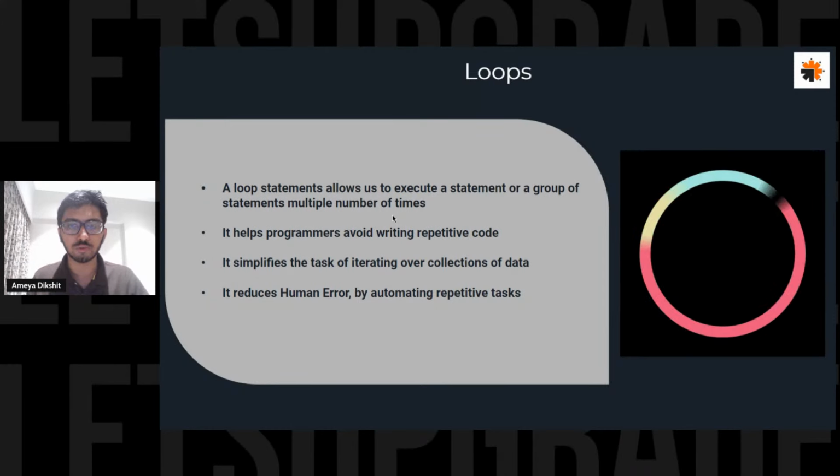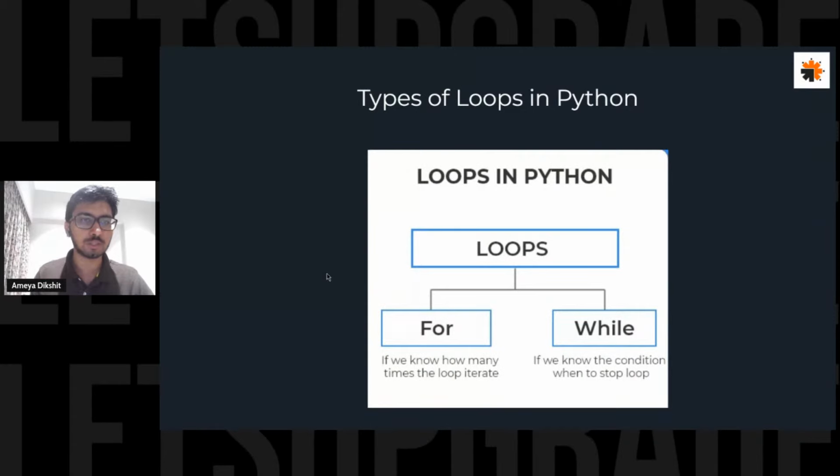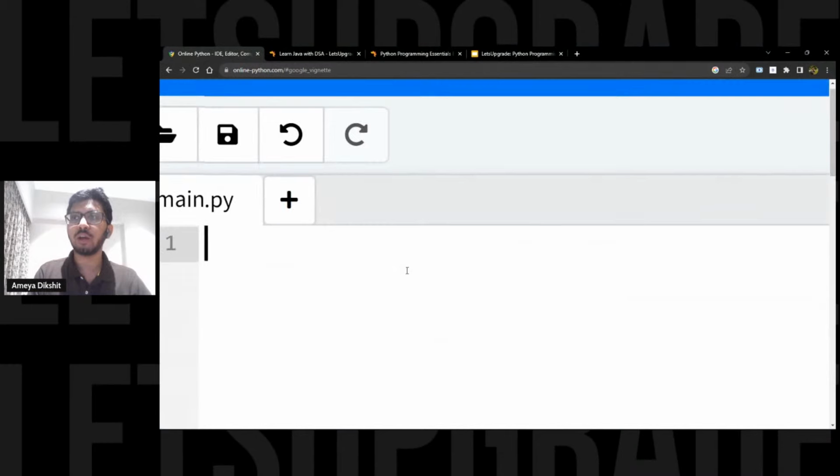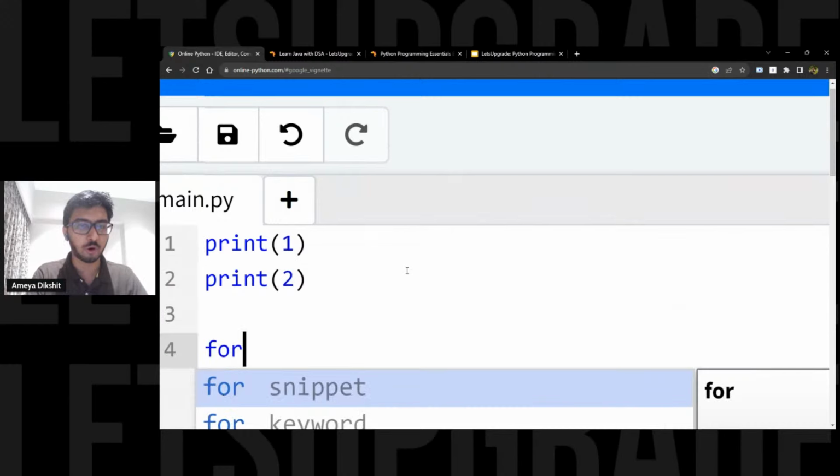Firstly, you should know that there are two types of loops in Python. We will be learning the for loop with an example. So here, if I want to print numbers up to 100, then what I will do is print 1, then print 2, and we will continue this up to 100. So instead of that, I will skip this step. I will just write for. Now look at the syntax, for.